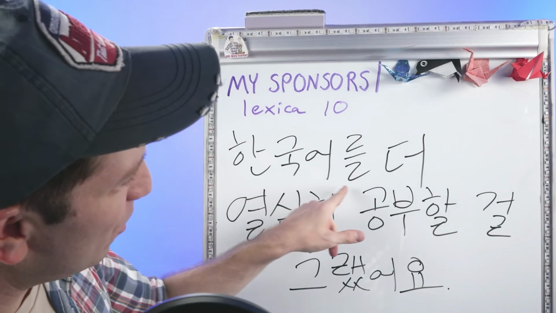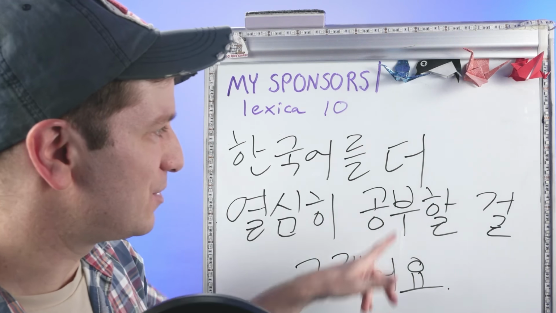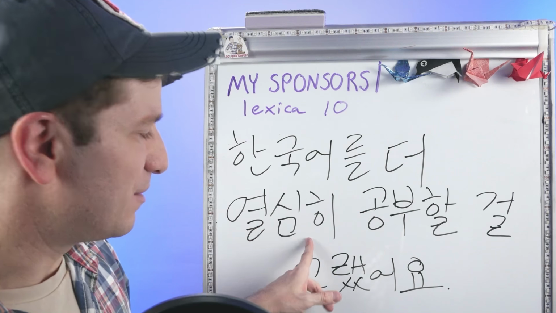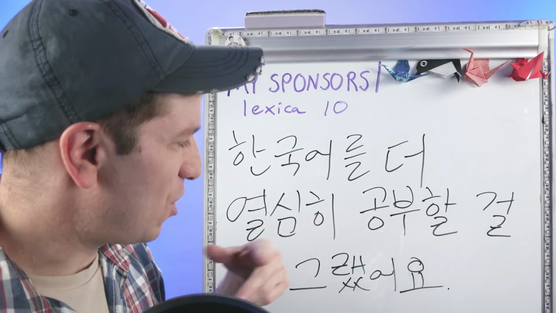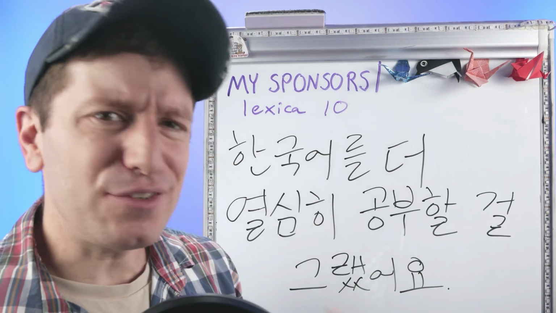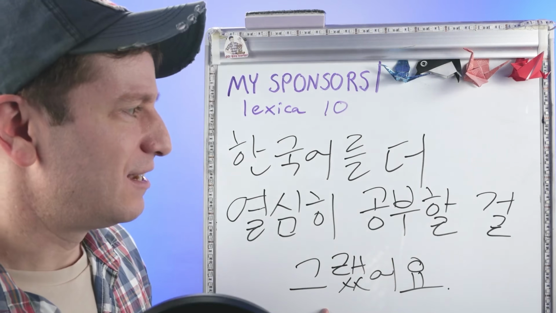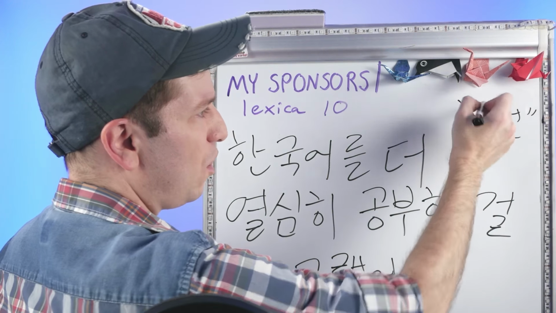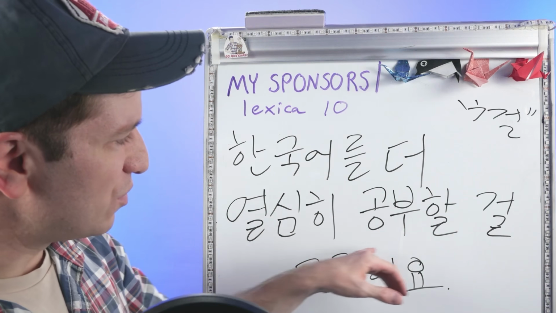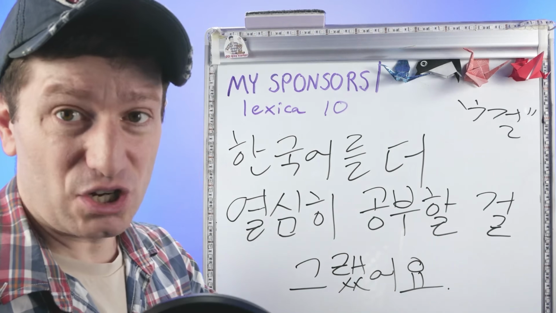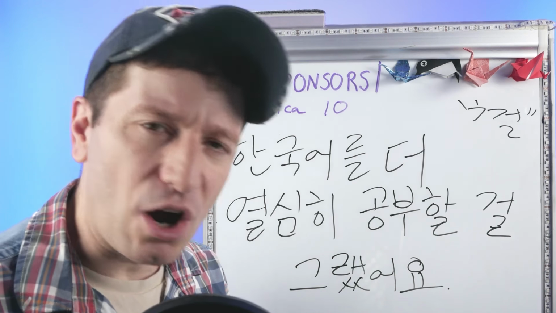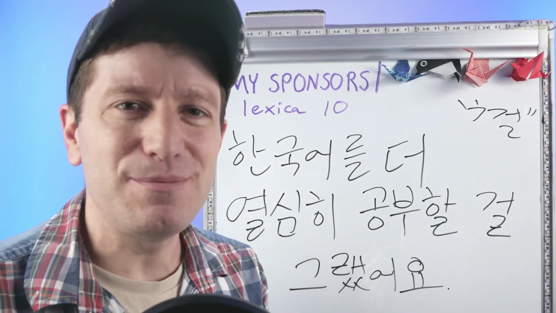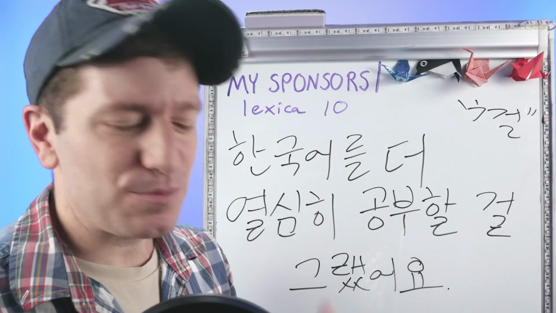space. 한국어를, so Korean, the Korean language, 더, more, 열심히, harder, 공부하다. So this sentence is going to say, I should have studied Korean harder. Again, 걸. Because of sound change rules, this one also gets pronounced as 걸. 한국어를 더 열심히 공부할 걸 그랬어요. I should have studied Korean harder. You're expressing regret.